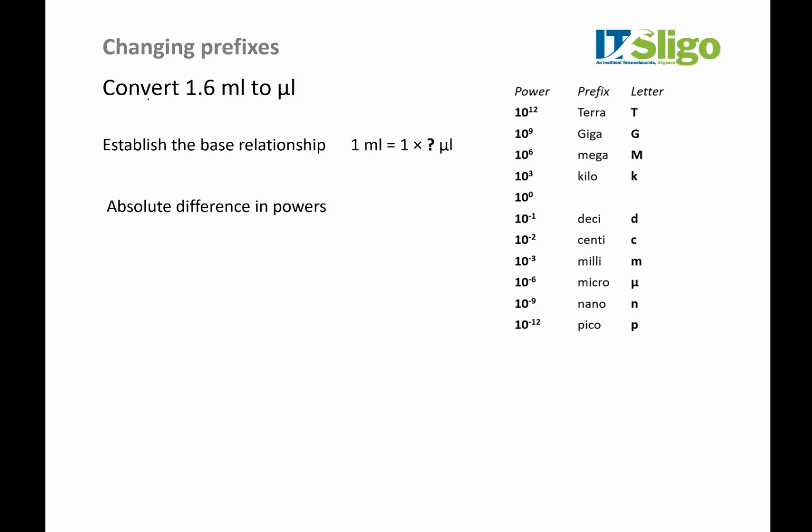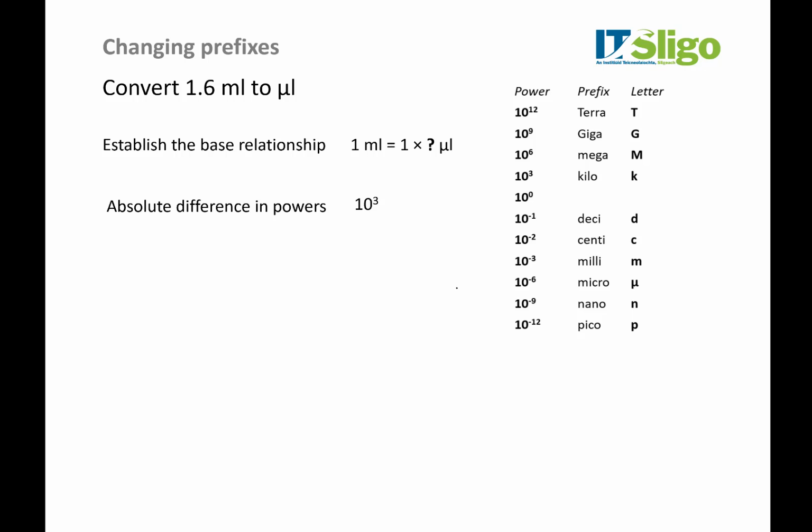So first thing we need to figure out, guys, is, well, what's the difference in powers between milli and micro? And we're looking for the absolute difference in power. So that means with no minus signs. So here's milli, here's micro. The difference in powers, guys, is 10 to the power of 3. So that's our absolute difference in powers.